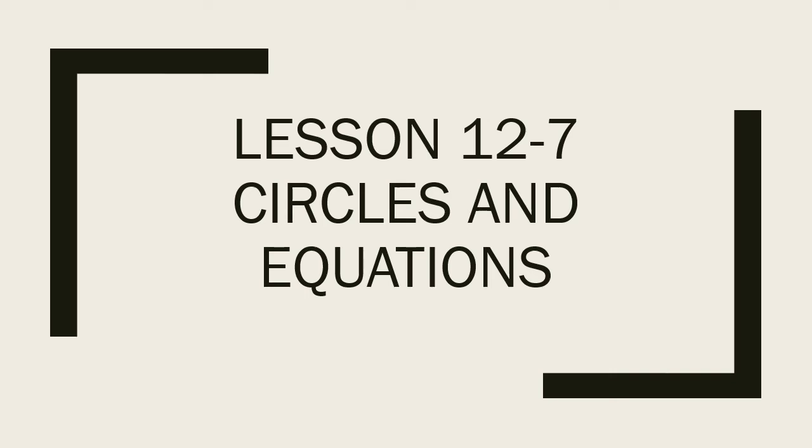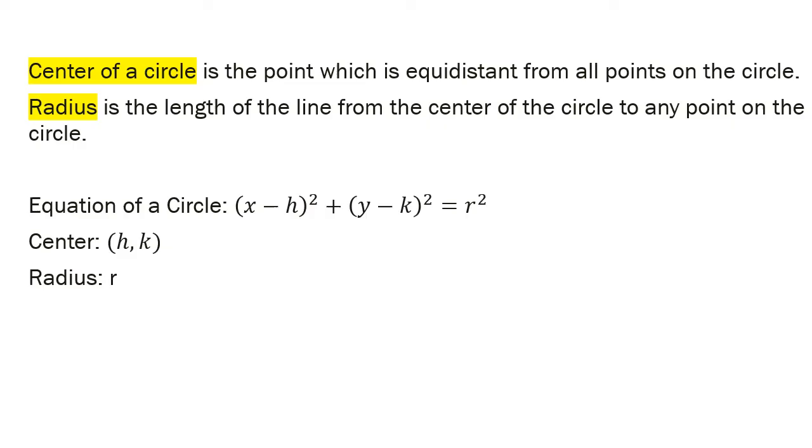Alright, so this is lesson 12-7, circles and equations. A center of a circle is the point which is an equal distance from all points on the circle, and a radius is the length of the line from the center of the circle to any point on the circle.